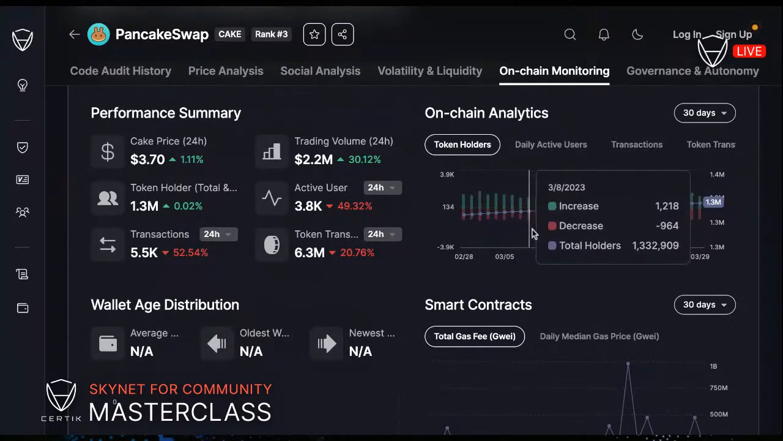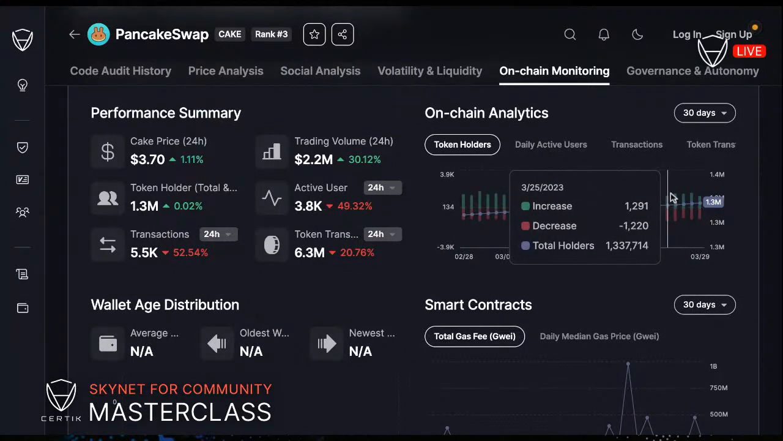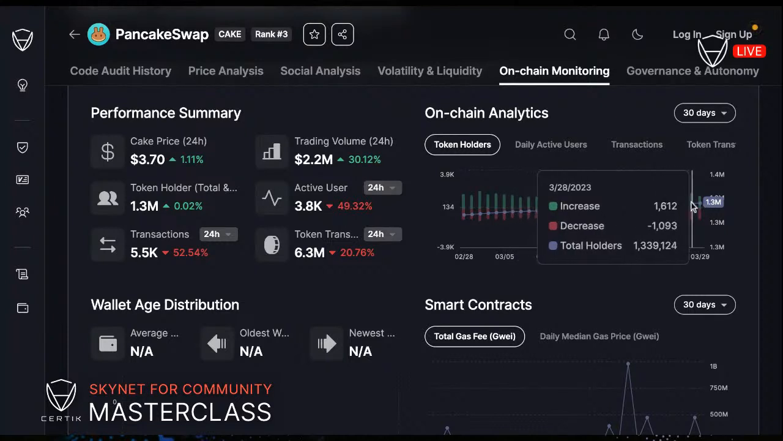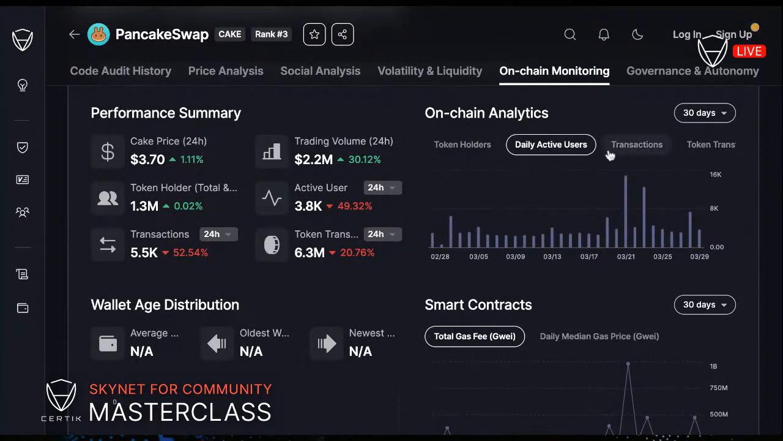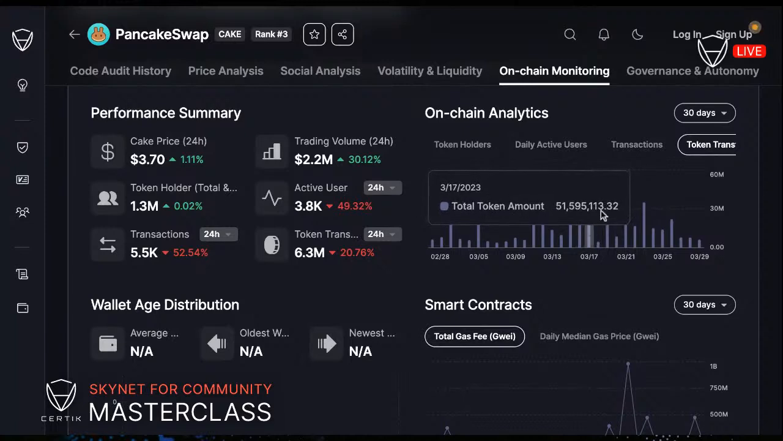And then over here on the right, you can see a visualization of the token holders. So in net, has there been an increase or decrease in token holders, and what is the accumulation of token holders over time. A lot of other metrics like daily active users, which are interesting. You can see whether a project's picking up traction or not, especially for DeFi or gaming-based projects. It's good to have that level of user insights. There's also transaction activity and token transactions that are taking place.